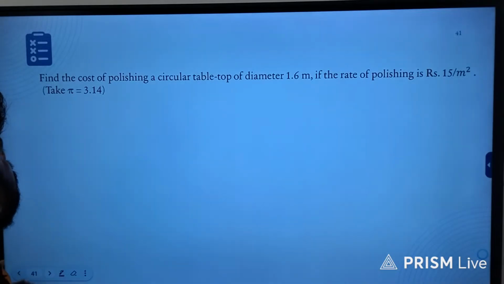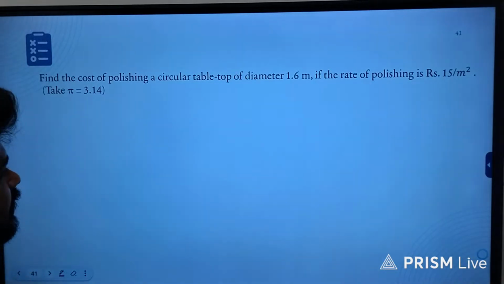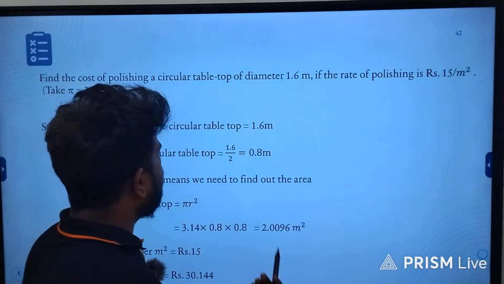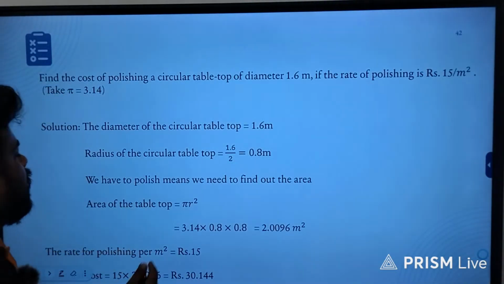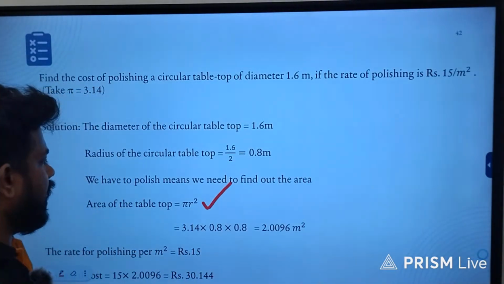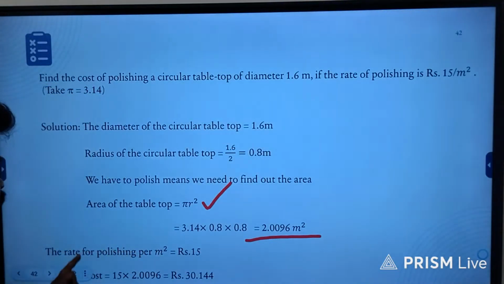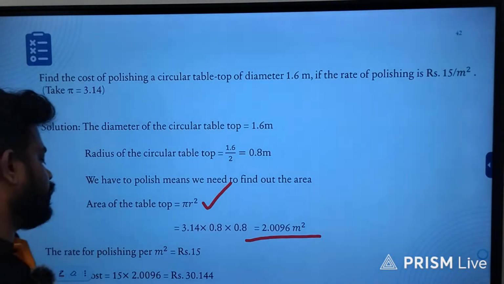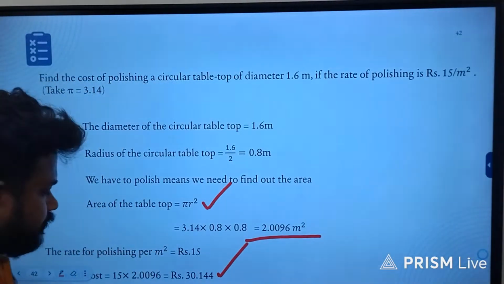Okay, so find the cost of polishing a circular tabletop of diameter 1.6 meter if the rate of polishing is rupees 15 per meter square. To find that, we need to find the area. The area's formula is pi r square, and we will get the area as 2.0096 meter square, and the cost will be multiplied with it, that is 15 into 2.0096, and it will be 30.144 rupees. Okay.